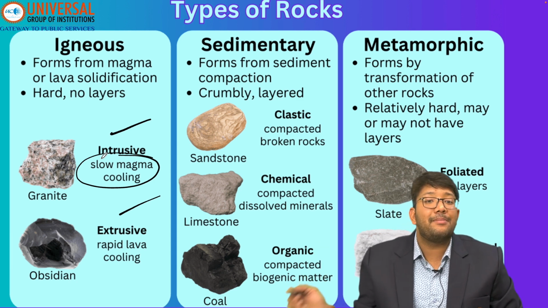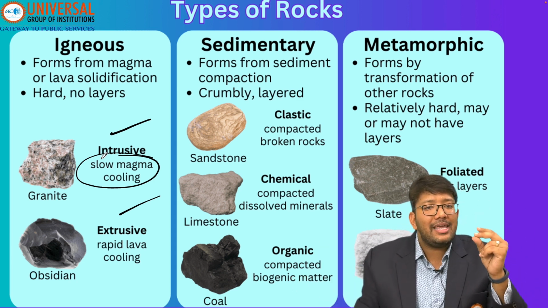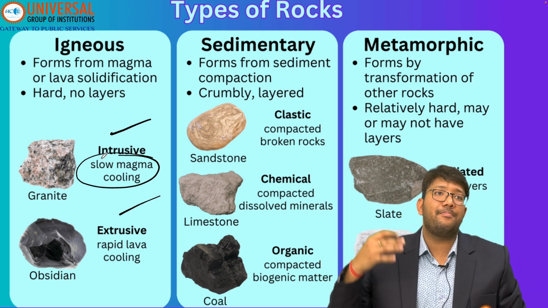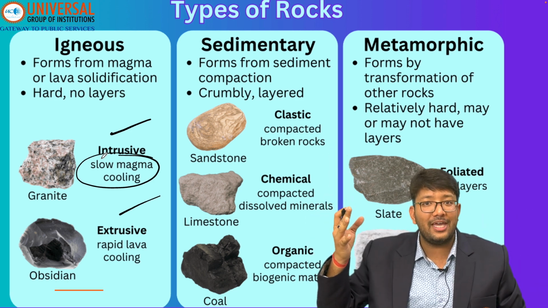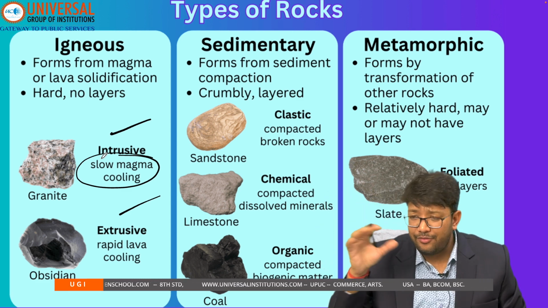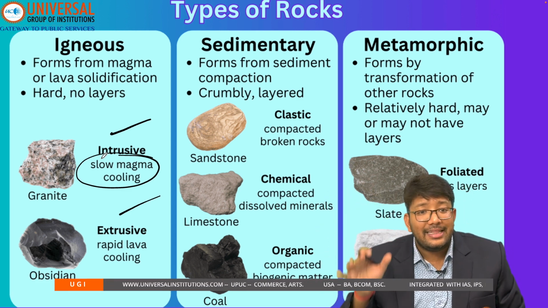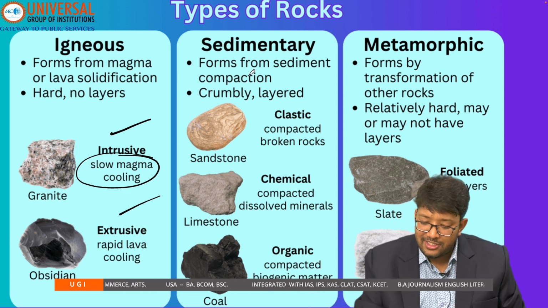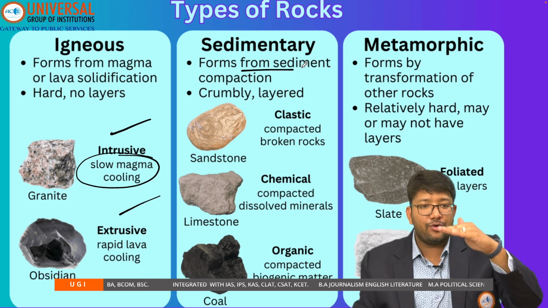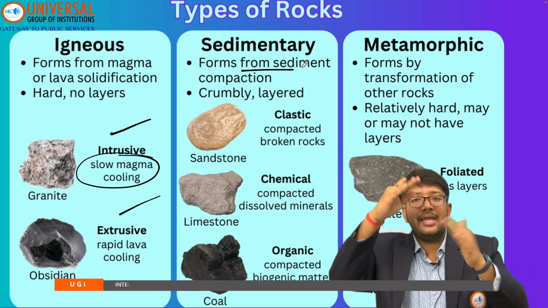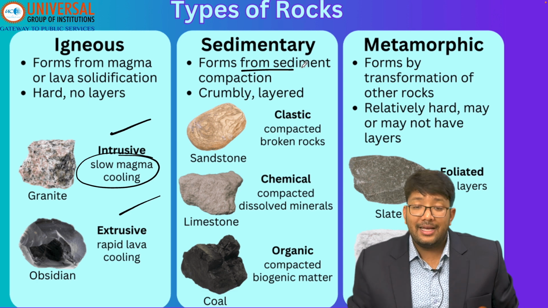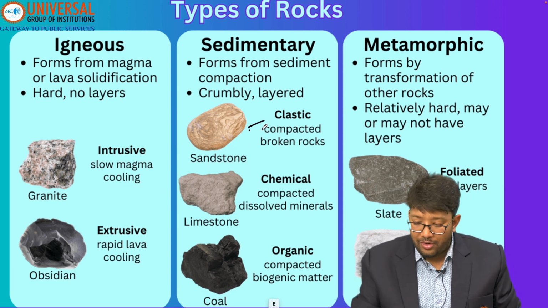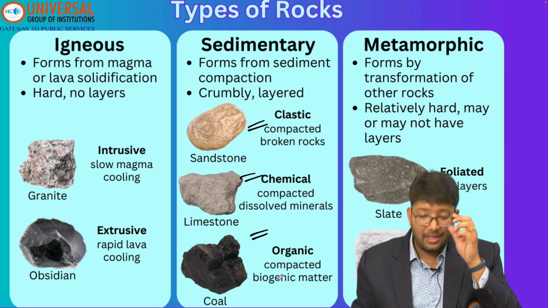An example is granite. And the magma that comes out as lava and instantly cools down, why instantly? Suppose some volcano is erupting in the North Pole, where the temperature is very low. In such conditions, extrusive rocks like obsidian will be found. Sedimentary means formed from sediment compaction. I told you about sedimentation: one layer, two layers, three layers, and when they compact, they are called sedimentary rocks. Sandstone, limestone, coal, all these are examples of sedimentary rocks.